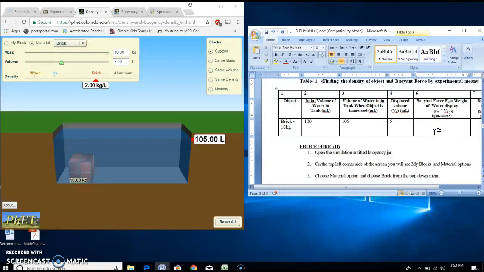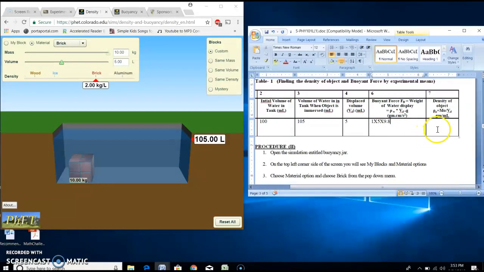And then you need to find out the weight of the water, which is 1 times this VD difference, 5, times 9.8. This is what I want you to do: 1 times 5 times 9.8. Whatever number you get, that's the buoyant force.